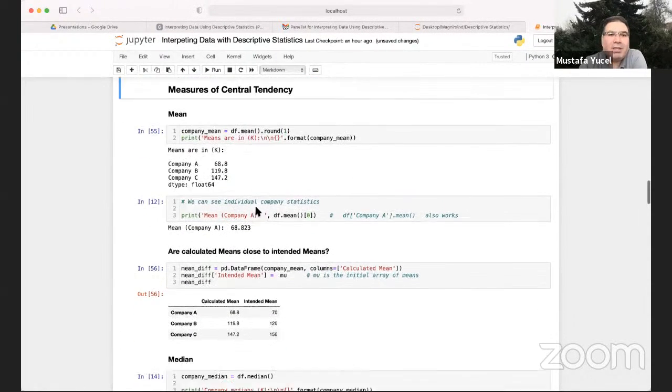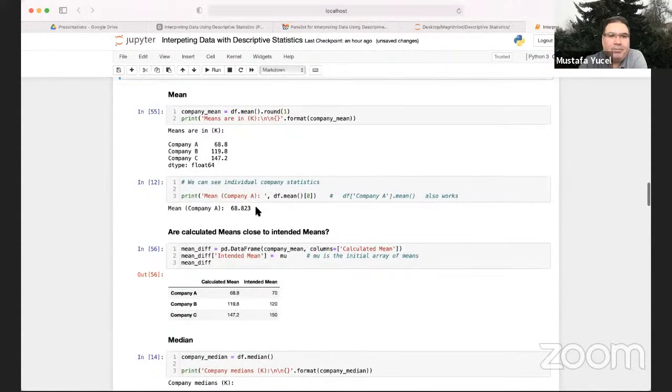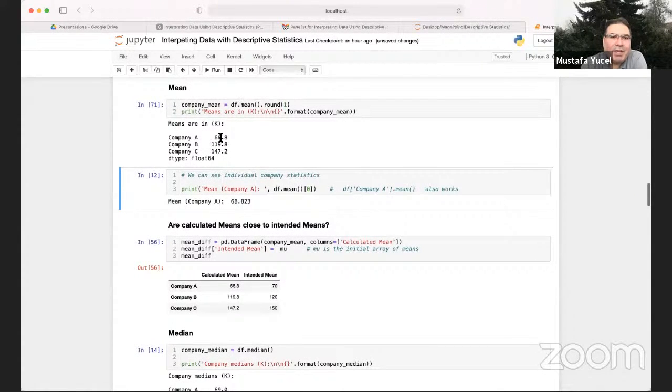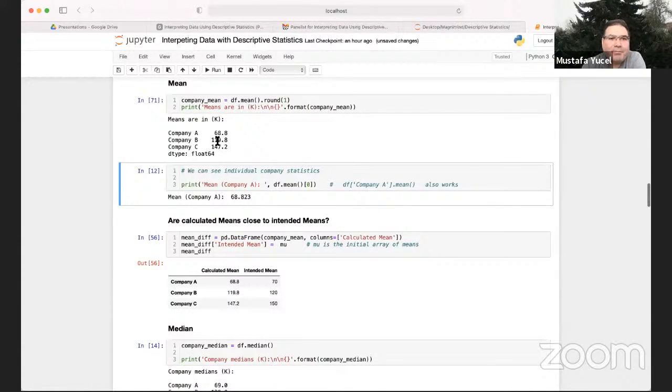Central tendency: the mean is calculated easily. Data frame mean. I just rounded to 1 digit because otherwise it gives too much detail. We don't need that. We can even round to 0. These are the means. Pandas can calculate every company's mean very easily. Here we see the individual company statistics by means of data frame mean, but we select, let's say, the first company here. When you select the first one from the data frame, it gives you this one, a series, not a data frame. This is in fact a series.